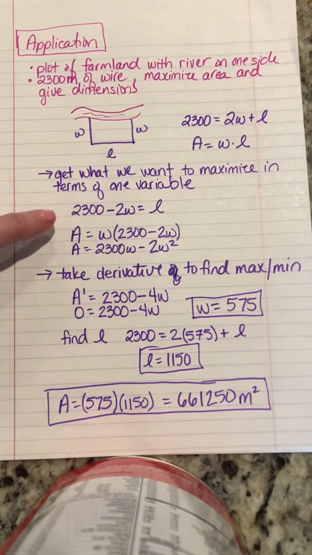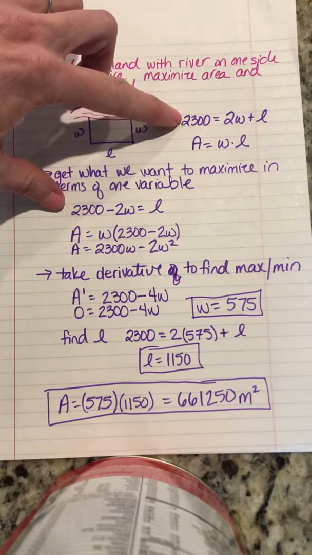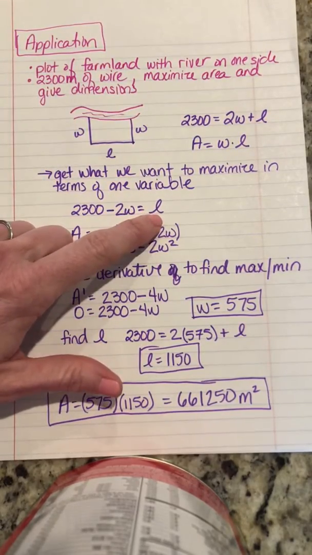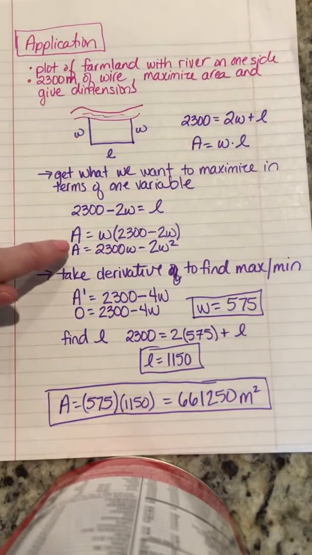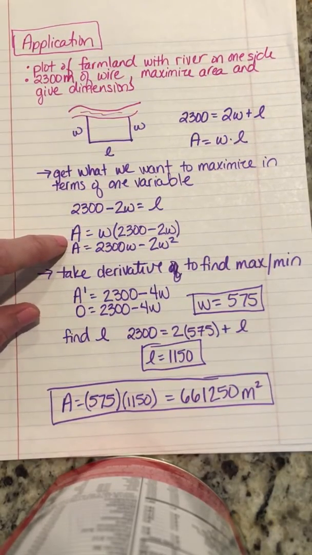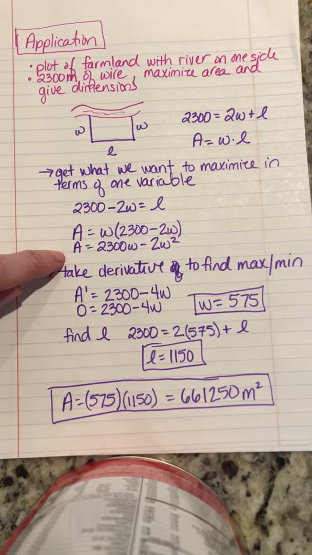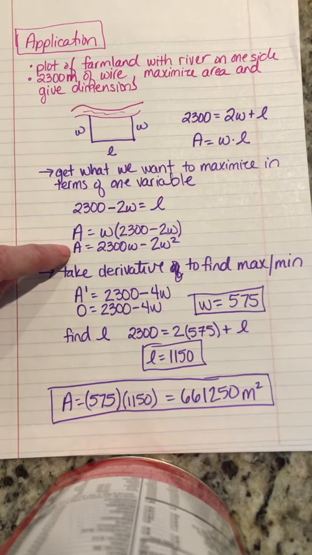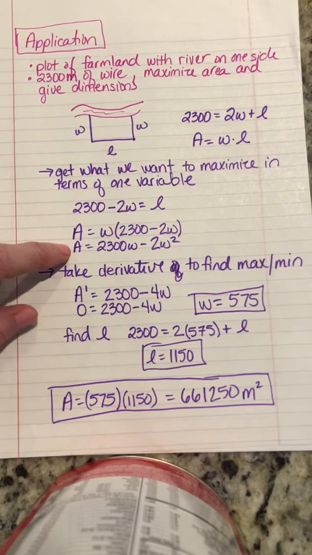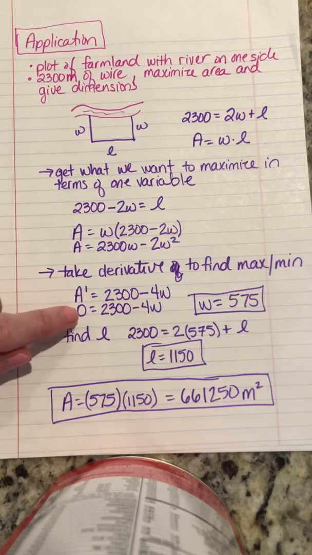So what I've done is I've solved the perimeter for L, and then I plug this value for L into my area function. So my area is W times, instead of L, 2,300 minus 2W. Here's my area function. Now I need to take the derivative of this function and see where it equals 0, because remember that's our maxes and our mins, right? So I take the derivative, I solve for W.